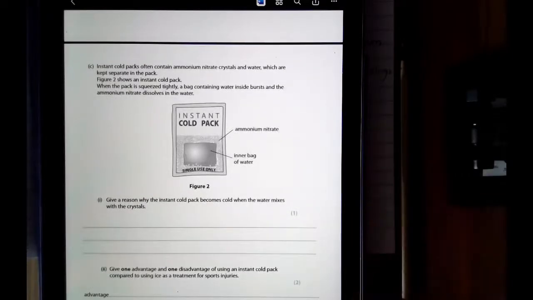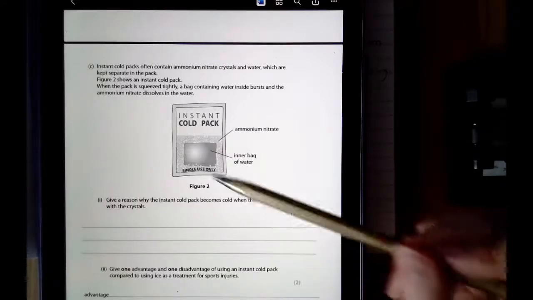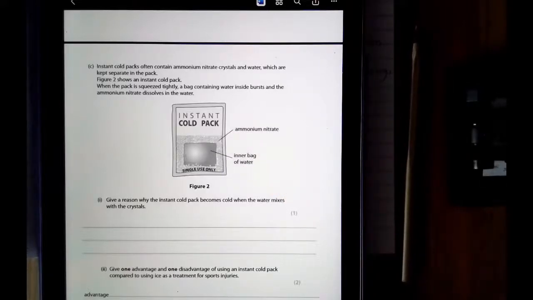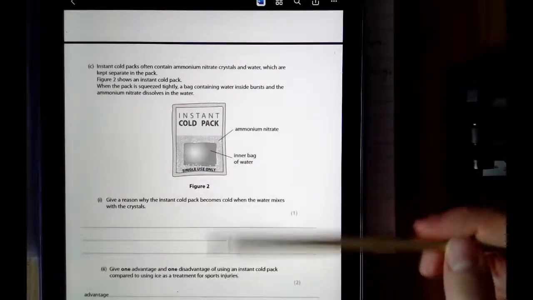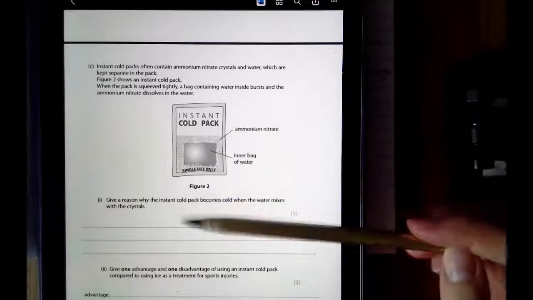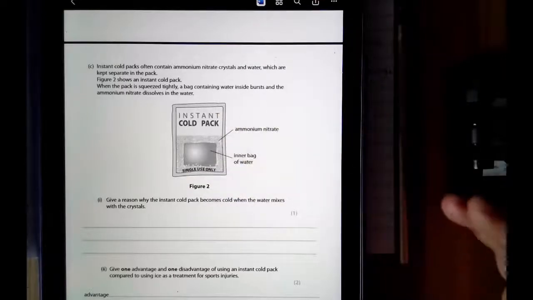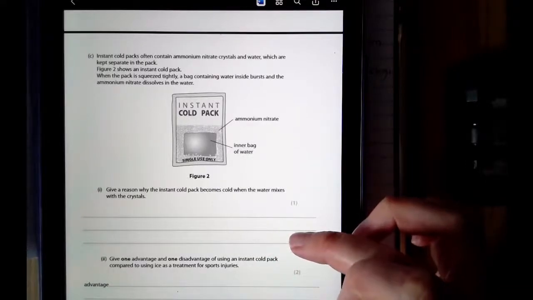Oh, this one here, an instant cold pack. They want to know, why does the cold pack become cold when the water mixes with the crystals? So inside a cold pack, you've got a chemical reaction taking place. When that chemical reaction takes place, the cold pack feels cold. It feels cold because the reaction is absorbing heat energy from the surroundings. So the reason that the cold pack becomes cold is because an endothermic reaction is taking place. That endothermic reaction is absorbing heat from the surroundings, causing the surroundings, in this case the cold pack itself, to feel colder. So for your mark here, you would just need to say an endothermic reaction is occurring, which absorbs heat.